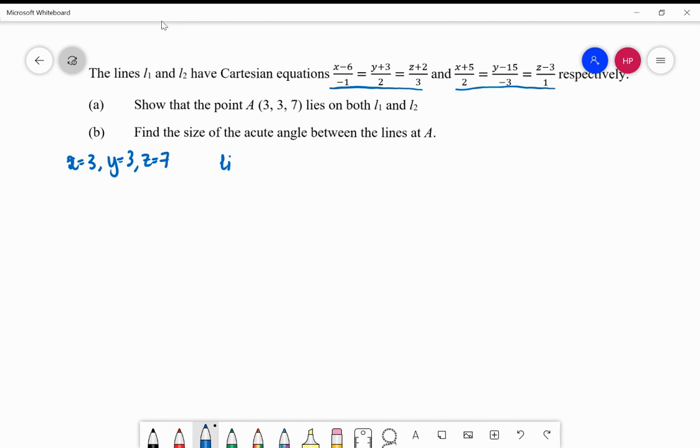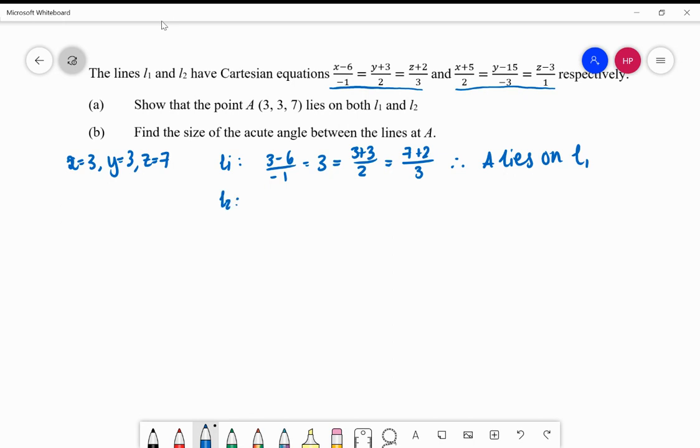So for line 1 then, 3 minus 6 over minus 1 is 3, which I'm hoping is the same as 3 plus 3 over 2, which it is, which should also be the same as 7 plus 2, which is 9 over 3. So therefore, A lies on L1. And let's just show that, so you should have a conclusion in there.